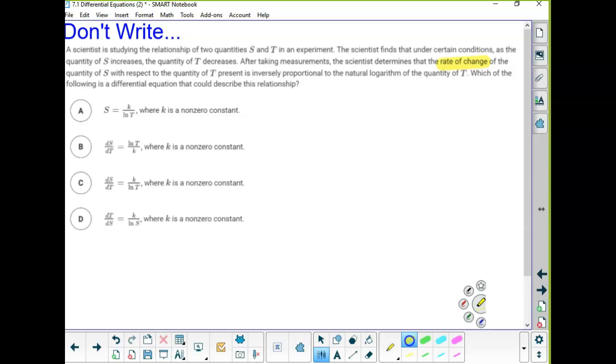When you see that, that's derivative. While looking at this, it's the rate of change of the quantity S. So I'm thinking right away, it's not regular S, it's the change in S over the change in time. So the bottom one, if you can see it, is dS/dt. So that automatically eliminates the first two options, option A and D, because we're looking at the change in S over the change in time.